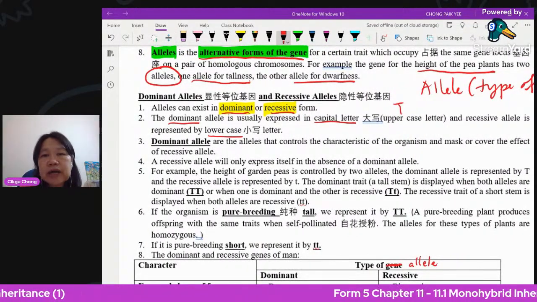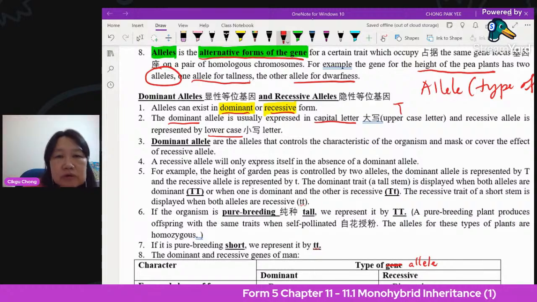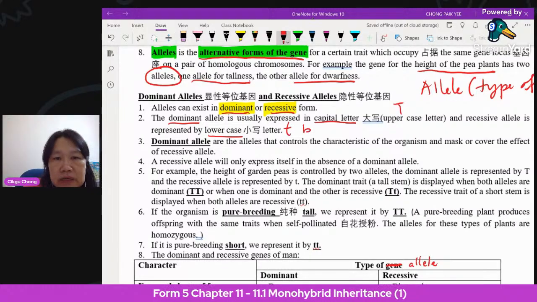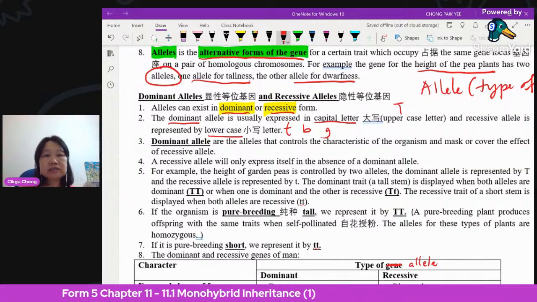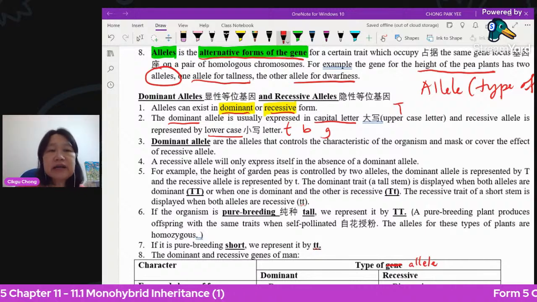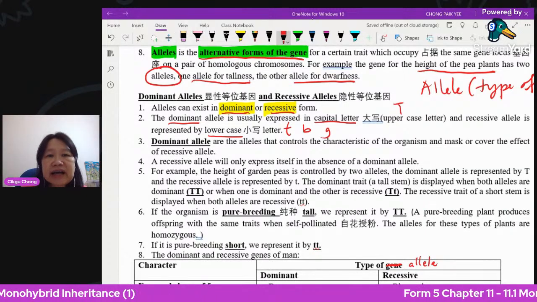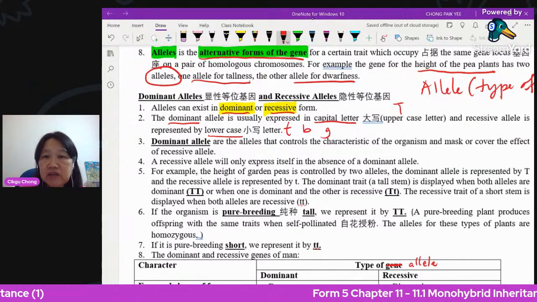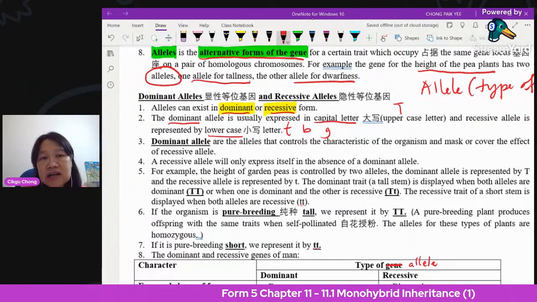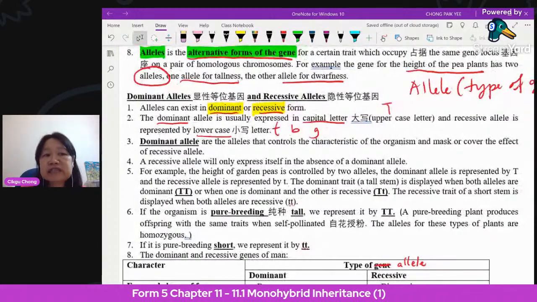The small letter, for example small t or small b or small g, that is the recessive. What's the meaning of dominant allele? Dominant alleles are alleles that control the characteristic of the organism and mask or cover the effect of the recessive allele.